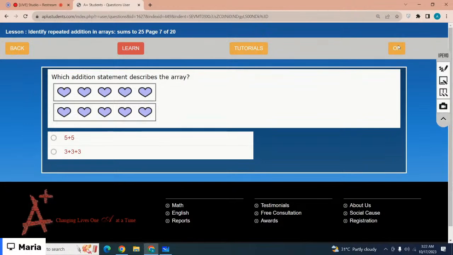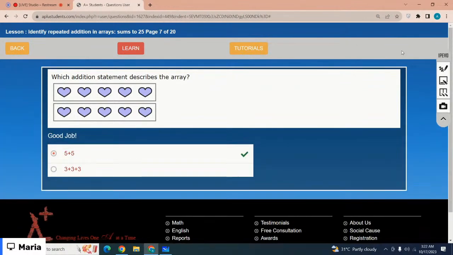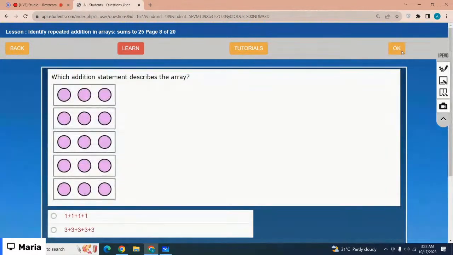Which addition statement describes the array? Which is the correct option? Very good. That would be 5 plus 5. Option number 1 is the correct option. You have 2 rows and in each row you have 5 hearts.